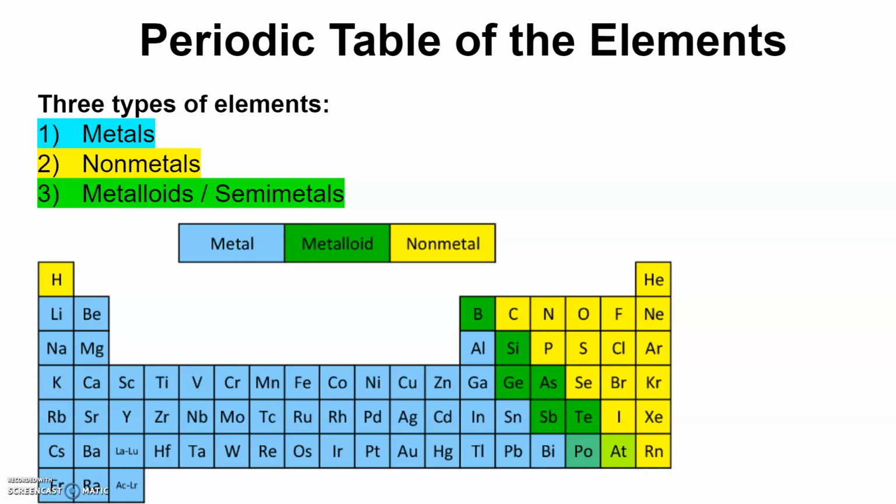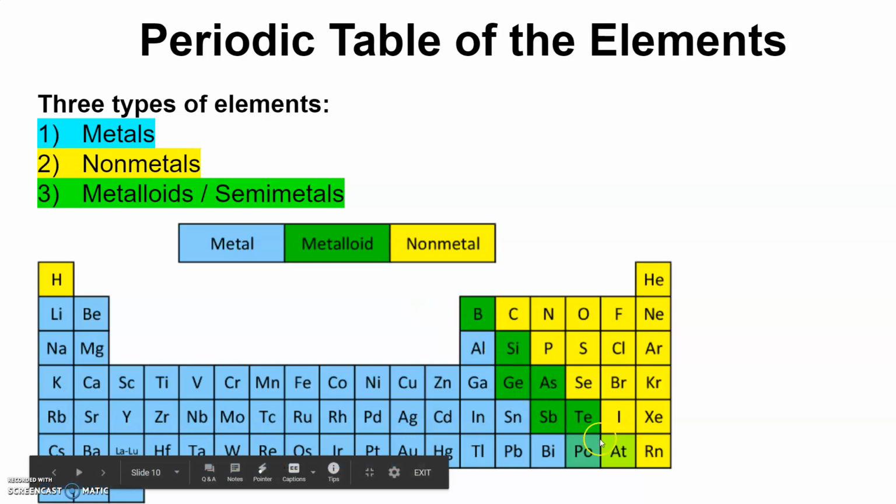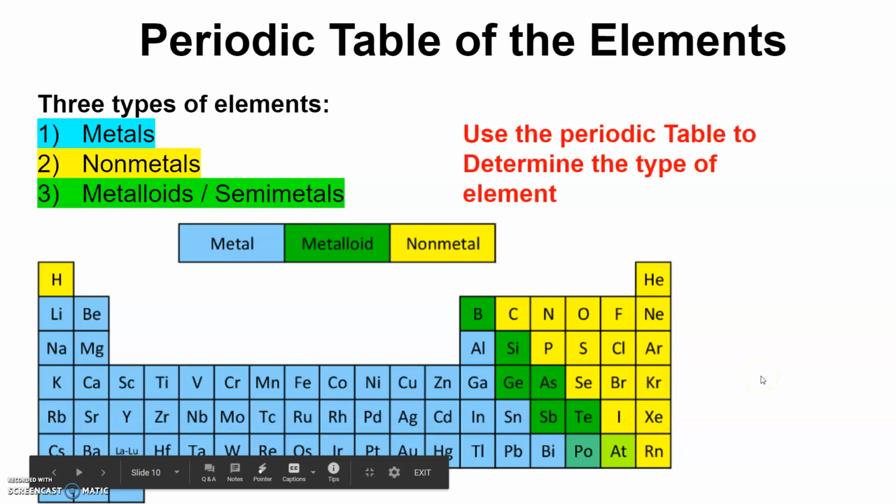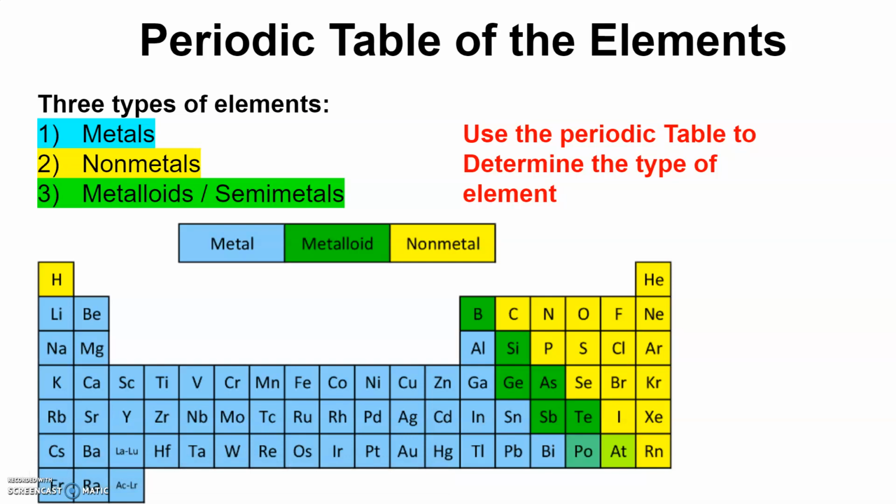The metals are color-coded in blue, and as you can see, most of them are on the left-hand side. The nonmetals are color-coded in yellow, and most are on the right-hand side, with the exception of hydrogen, which is over here in group 1, but it is a nonmetal. And then you have the metalloids or semi-metals, which are between the metals and nonmetals, and they're on what's called a zigzag line that sort of runs down the periodic table. So the key thing is that if you know where an element is in the periodic table, you can determine what type of element it is.